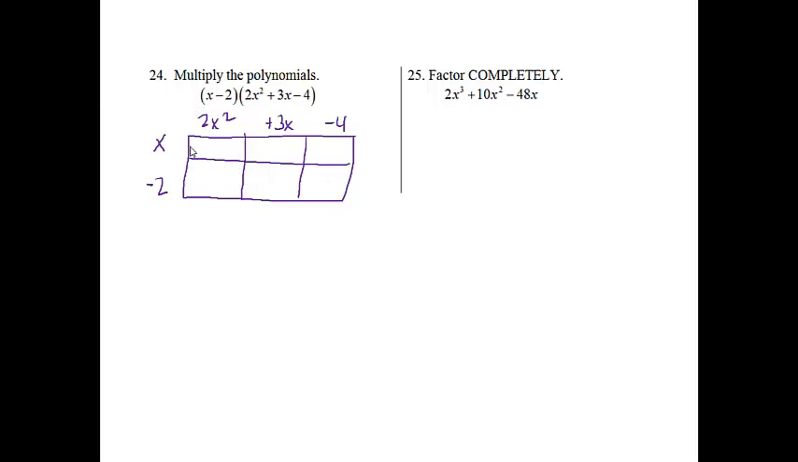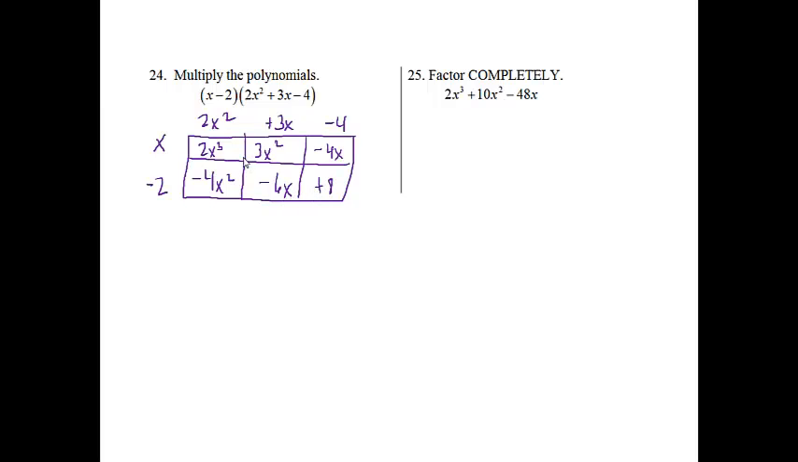Ready? And then if I multiply 2x squared times x will be 2x cubed. 3x times x will be 3x squared. Remember, I'm adding my exponents. Negative 4 times x is negative 4x. Then down below, 2x squared times negative 2 will be negative 4x squared. 3x times negative 2 will be negative 6x. And negative 2 times negative 4 will be positive 8.